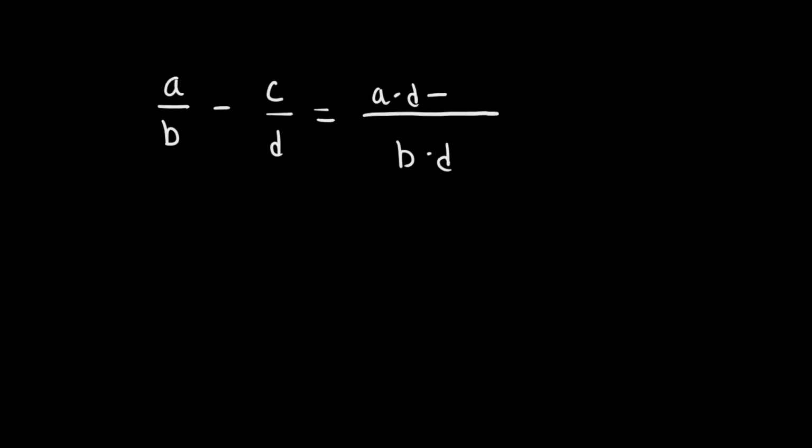So the general rule for the difference is the same as the rule for the addition. So if we have A over B minus C over D, we have to just multiply both denominators and cross-multiply the numerators. So A times D minus C times B.